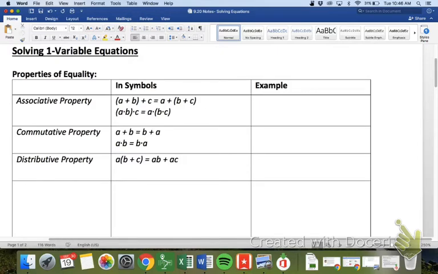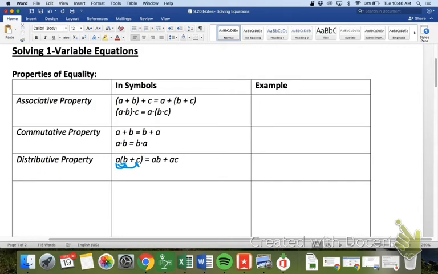Okay? So the first property we talked about here in this chart is the associative property, which says that you can group terms differently and the order in which you group them doesn't matter. The next property is commutative, which says you can switch the order of terms when you're adding or multiplying. And then lastly, we have the distributive property, which says we can multiply in a term on the outside of parentheses, right? So A times (B plus C) becomes AB plus AC.